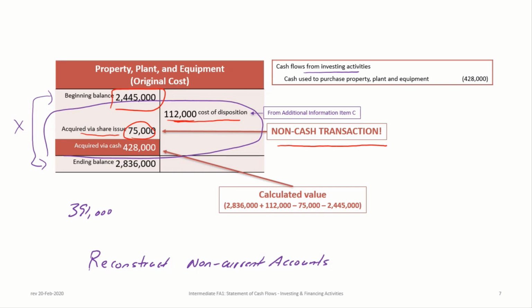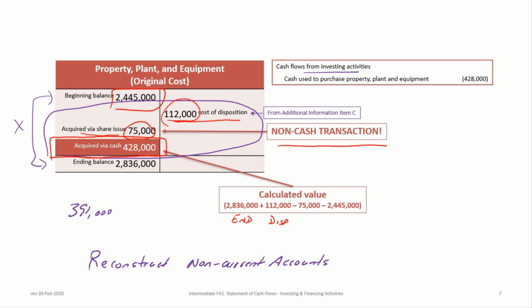In order to figure out how much cash was actually transacted for the purchase of property, plant, and equipment, we have to plug this T account or come up with a calculated value, which is basically the ending balance of $2,836,000 plus the cost on the disposition. Okay, this is not the proceeds. This $112,000 is not how much cash came from the sale. This is the original cost on that asset.